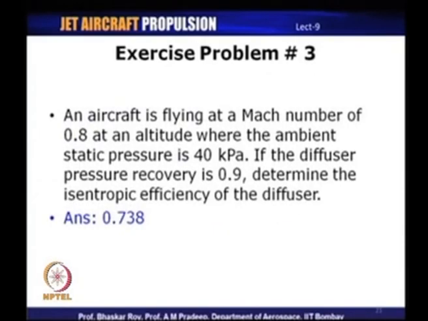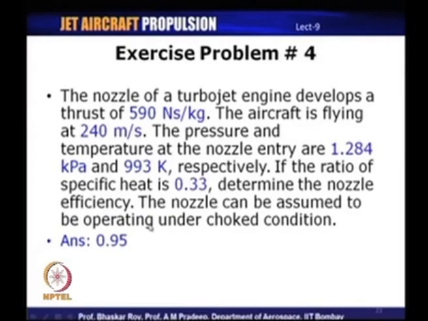The third problem is to do with an intake. An aircraft is flying at a Mach number of 0.8 at an altitude where the ambient static pressure is 40 kilopascal. If the diffuser pressure recovery is 0.9, determine the isentropic efficiency of the diffuser. In this case, the isentropic efficiency comes out to be 0.738. So, here we have the flight Mach number, the static pressure is given and the diffuser pressure recovery is specified. We need to find the isentropic efficiency. The answer is 0.738.